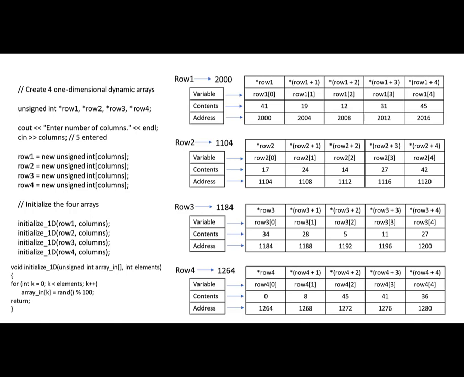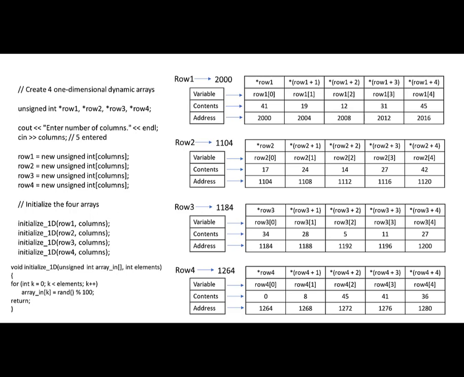So the first element of the array is 2000, the second one 2004, the third one 2008. Unsigned integers take 4 bytes, so that's why these go by 4. The remaining tables, row 2, row 3, row 4, also show graphically what is produced when we do the new unsigned integer for row 2, row 3, and row 4. I'm just picking some numbers for the addresses, 1104 for row 2, 1184 for row 3, and 1264 for row 4.